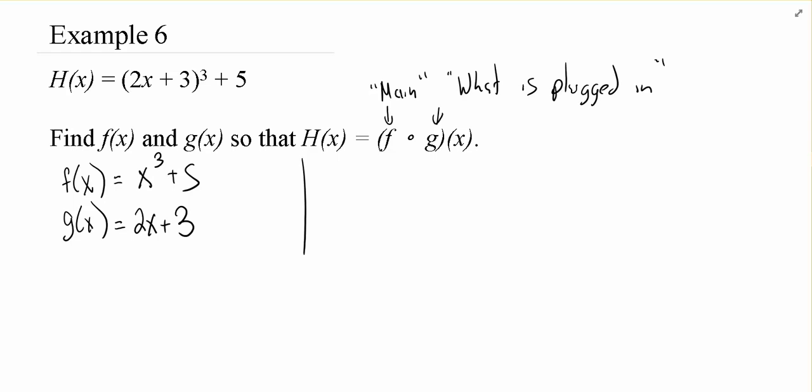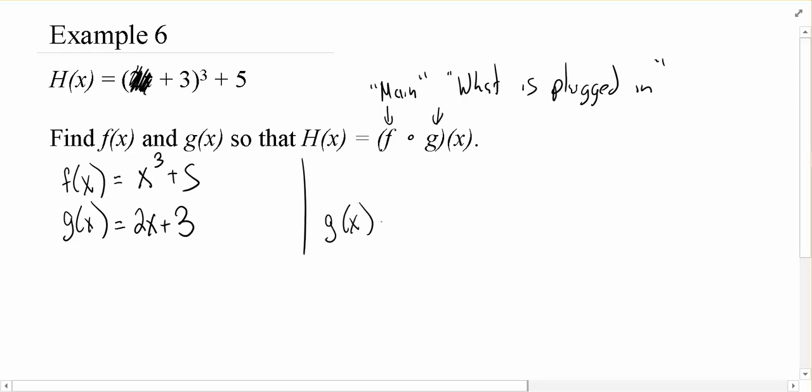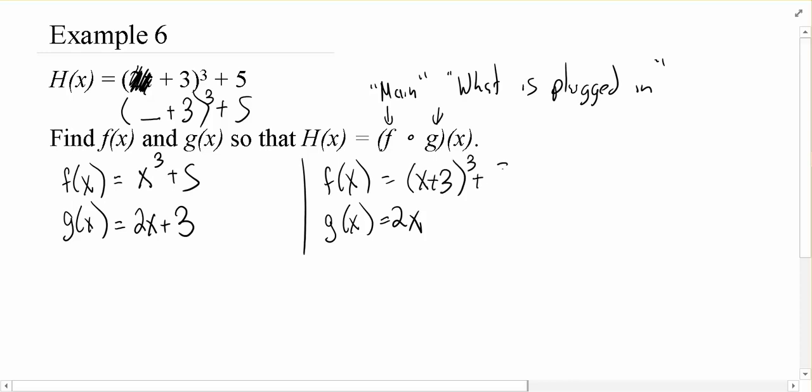But then I could go kind of either direction with this. I could say, well, what if I didn't quite cover up as much? What if I just covered up the 2x? And then I said, well, what's left when I do that? Something plus 3 cubed plus 5. So that would be x plus 3 cubed plus 5. That works too. That's a correct answer.